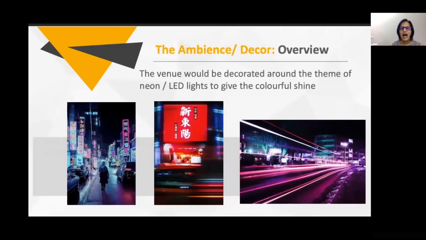Okay, now this is how you bring the theme alive in terms of design. We do not have actual stage designs over here, but if you can visualize, the venue would be decorated around the theme of bright LED lights and neon lights. This is very much like the Tokyo at night kind of a thing, the images which I showed you earlier, which will give this whole colorful, bright, electrifying look to the event.